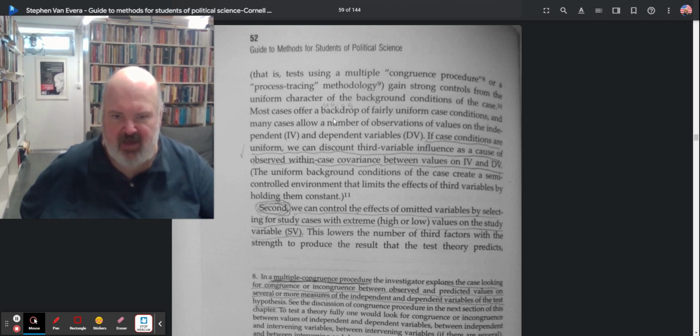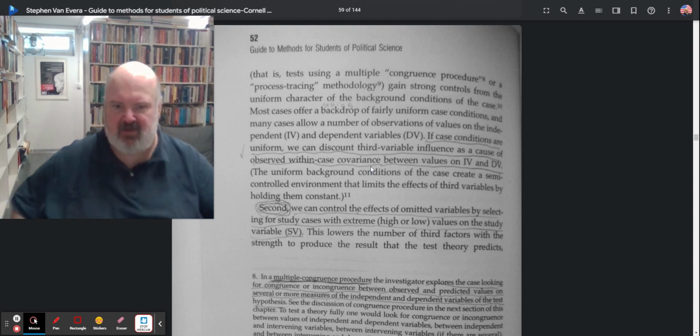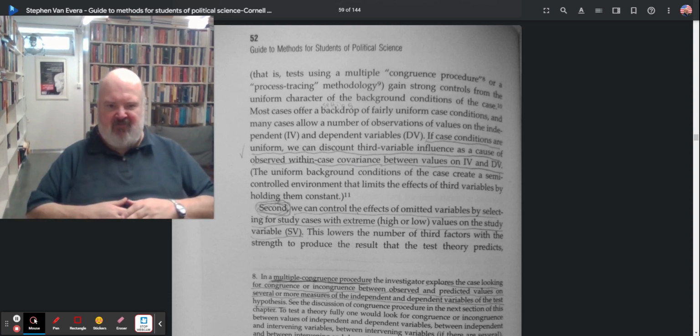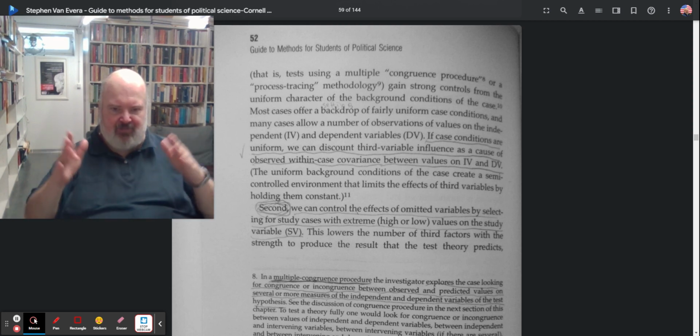Most cases offer a background or setting, right, of fairly uniform case conditions, and many cases allow for a number of observations of values on the independent variable, IV, and the dependent variable, DV. If case conditions are uniform, we can account for third variable influence in a cause of an observed within-case covariance. It means something that comes between the values of the variables, something that covaries.